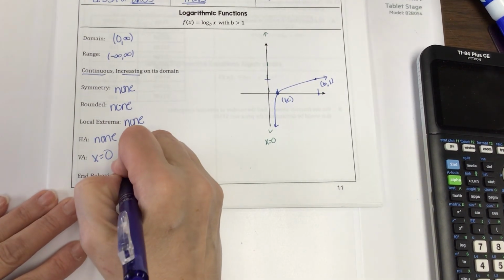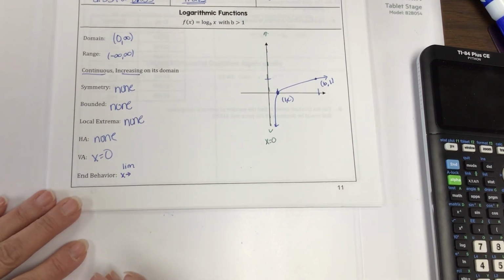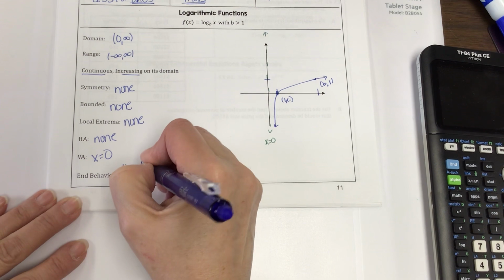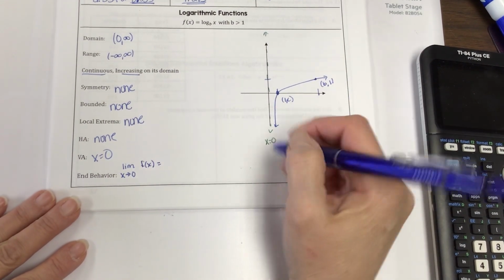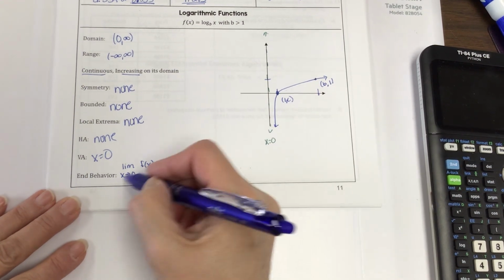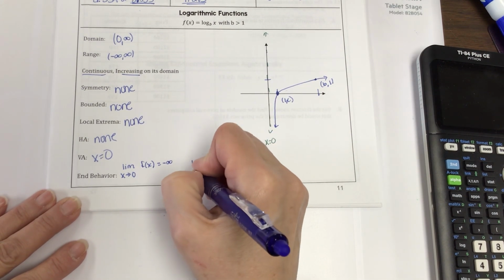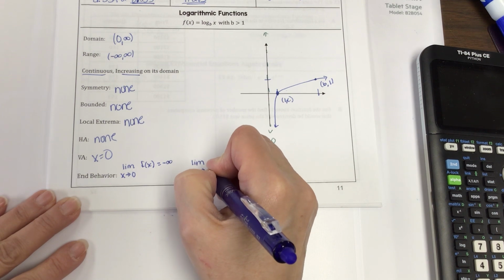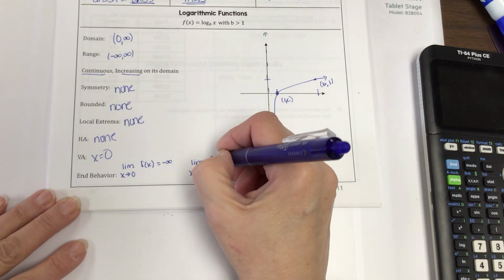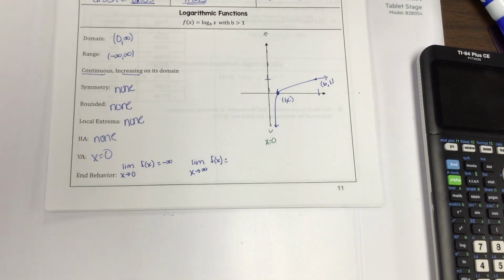And our end behavior is going to be the limit as x approaches, how far left does it go? So the limit as x approaches 0 of the function, and what's going to happen? It's going to negative infinity, isn't it? As x approaches 0, the function's going down. And the other end would be as x is approaching infinity of f of x, and what is the function doing? It's going to go to infinity.